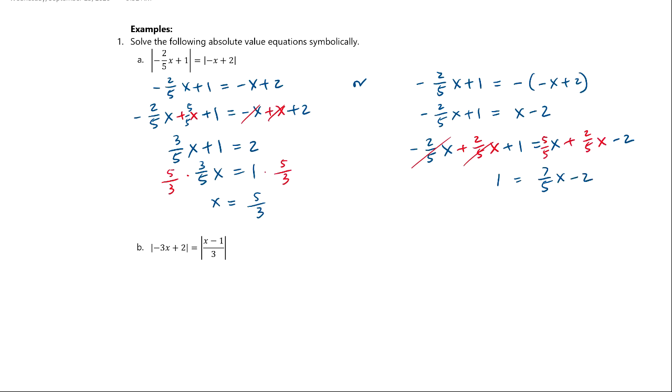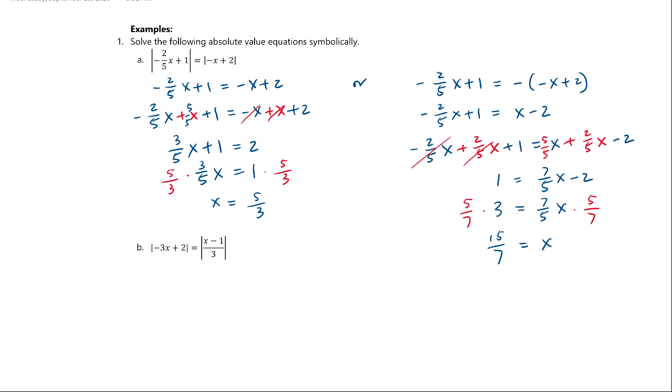And when we're doing this problem, we can go ahead and add 2 on both sides. Therefore, I get 3 is equal to 7 over 5 x. To get x by itself, we are going to multiply by the coefficient's reciprocal, which is 5 over 7. And as a result, we would get 15 over 7 is equal to x. And these are the two solutions I get based on the scenario I have.